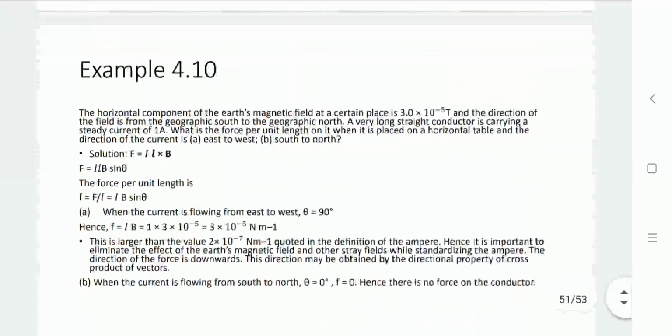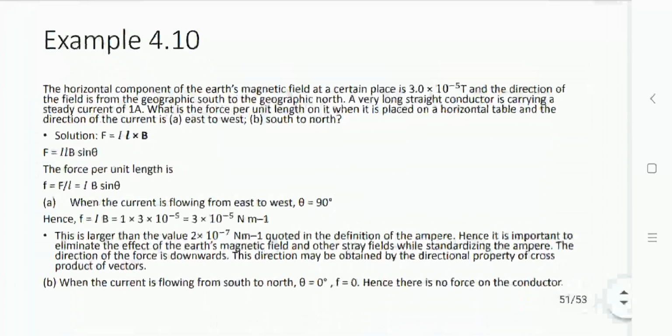Focus on the example. The horizontal component of the Earth's magnetic field at a certain place is 3 into 10 raised to minus 5 Tesla, and the direction of the field is from geographic south to geographic north. A very long straight conductor is carrying a steady current of 1 ampere. What is the force per unit length on it when it is placed on a horizontal table and the direction of the current is, first case, east to west, and second, south to north?